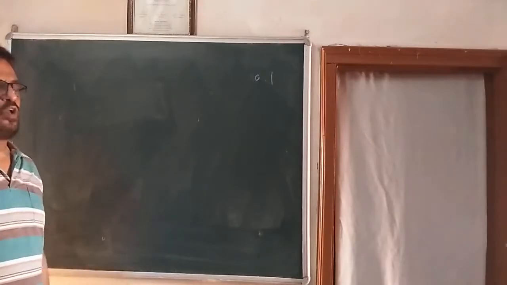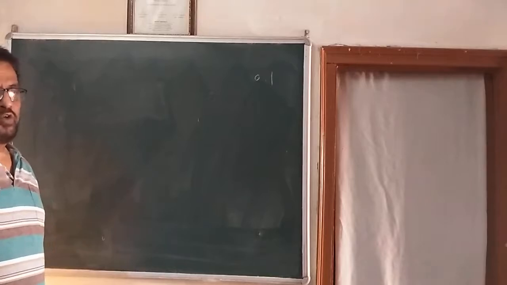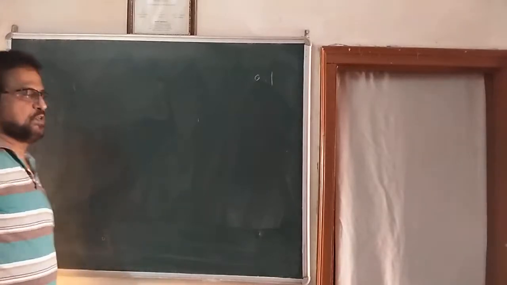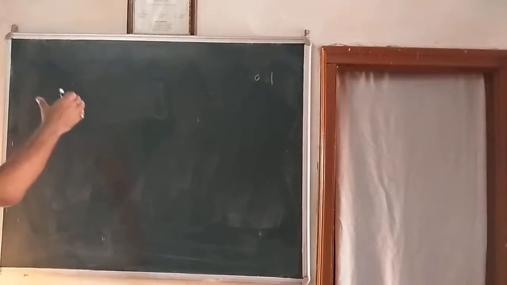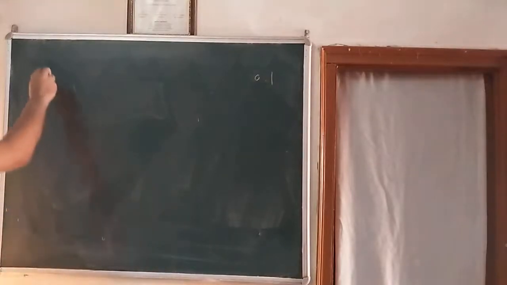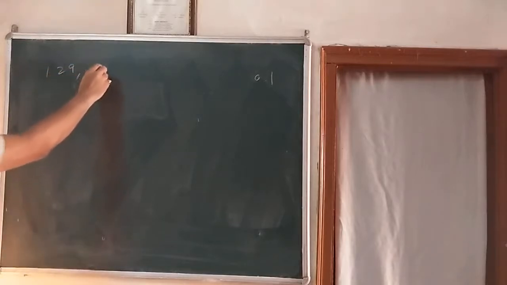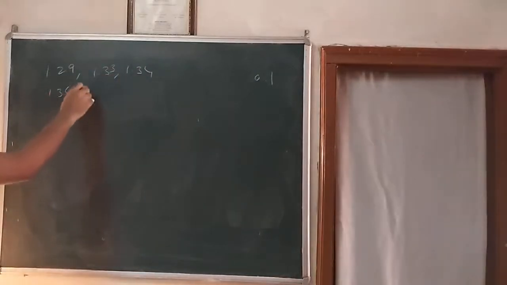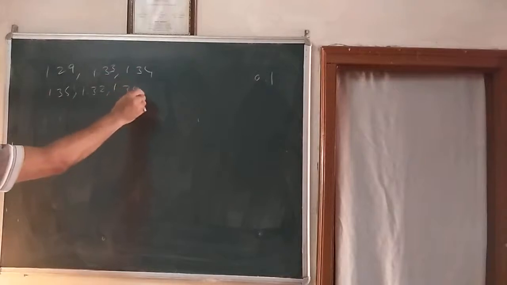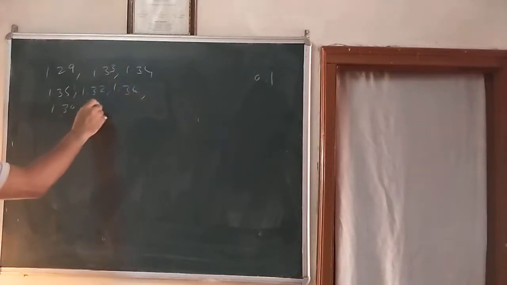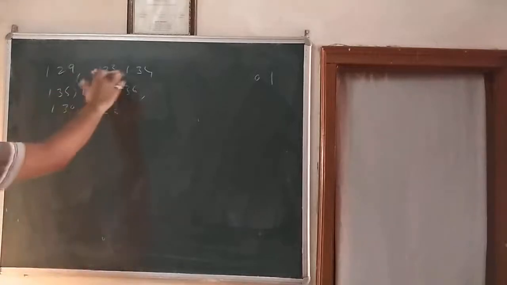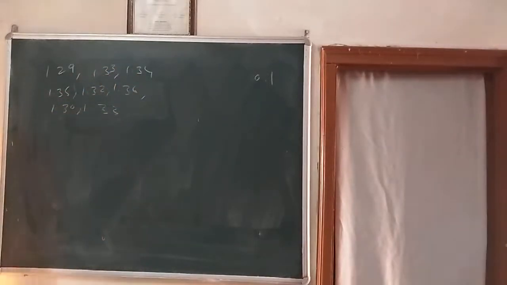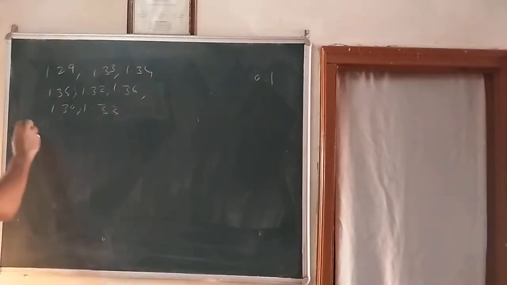So we have seen different formulas. So we are going to use these formulas. I am taking here one simple example. The refractive index of water is found to have different values, say 1.29, 1.33, 1.34, 1.35, 1.32, 1.36, 1.30, 1.33. 1, 2, 3, 4, 5, 6, 7, 8. 8 students measured the value of refractive index and the values are these. Is it clear?